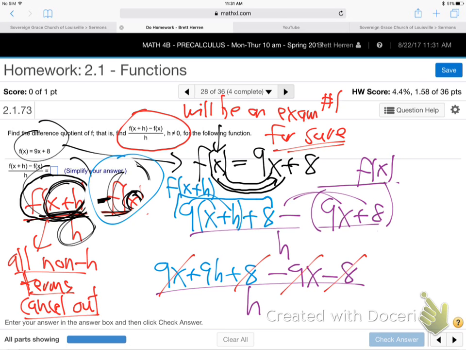See how the only term left on the top is the one that has an h in it? That'll always happen. If that doesn't happen, you messed up. It's a good double check for yourself. All the non-h terms should drop, right?